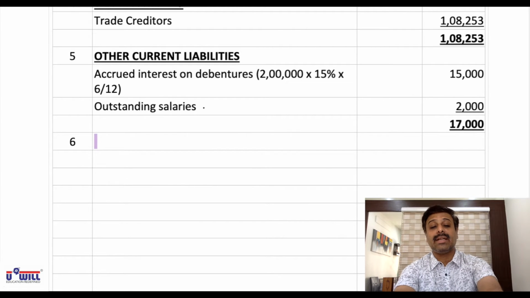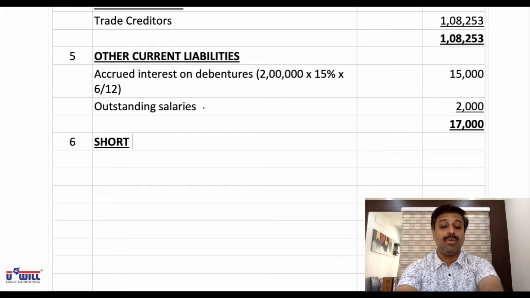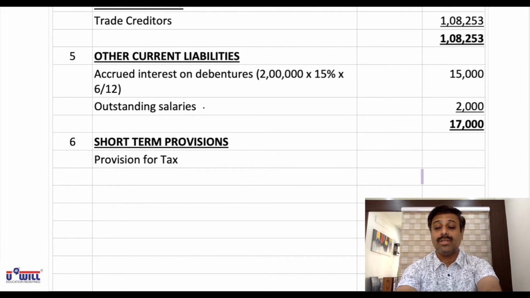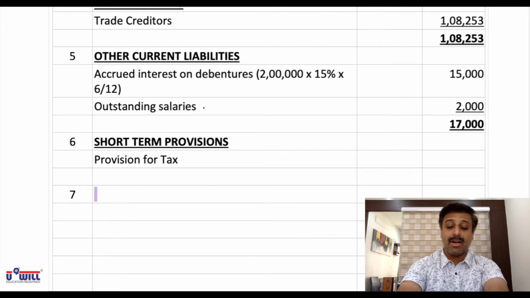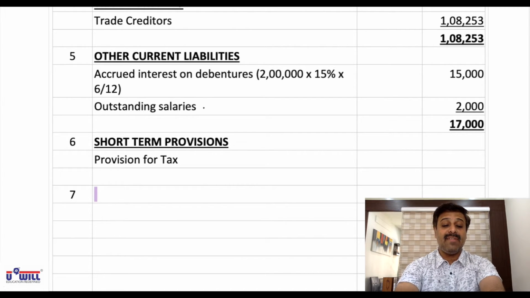Now after other current liabilities, we have short-term provisions. In that we have provision for tax. The amount we have to keep pending because we'll be obtaining it after we make the P&L statement. So liabilities are all done. Now asset side, very first is tangible fixed assets.